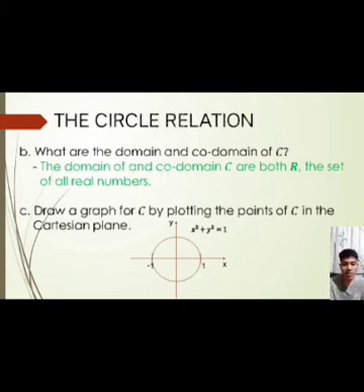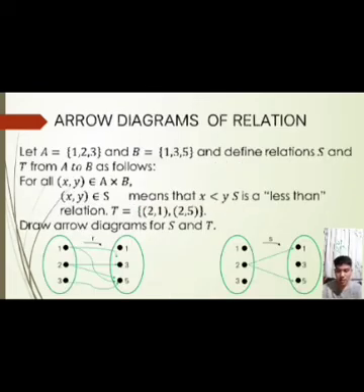X squared plus y squared equals 1. So, 1 is the answer, kaya kukunin na lang yung negative 1 sa y-axis. And equal yung sagot nila, kaya makakabuo ng circle.